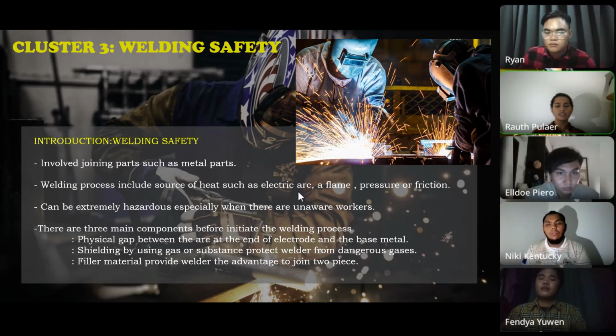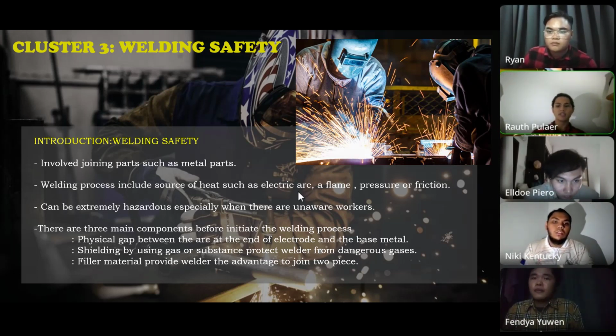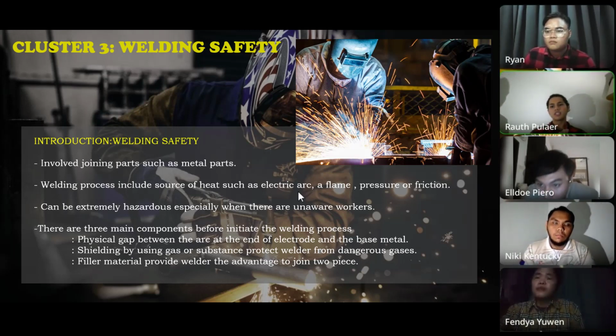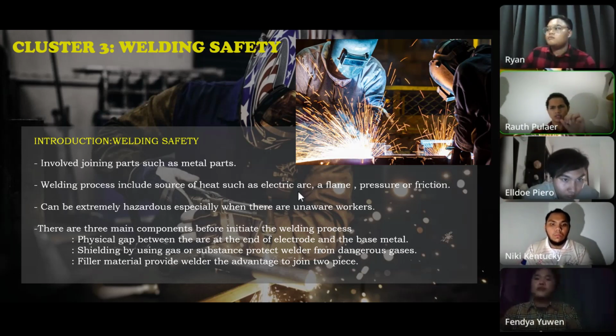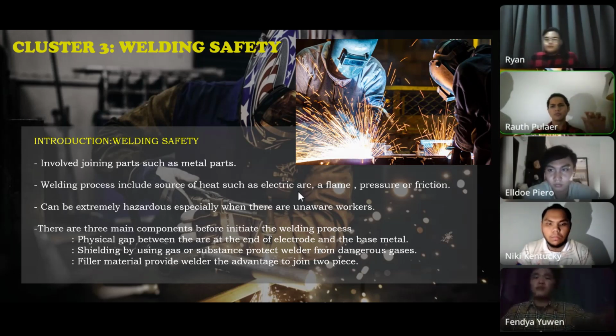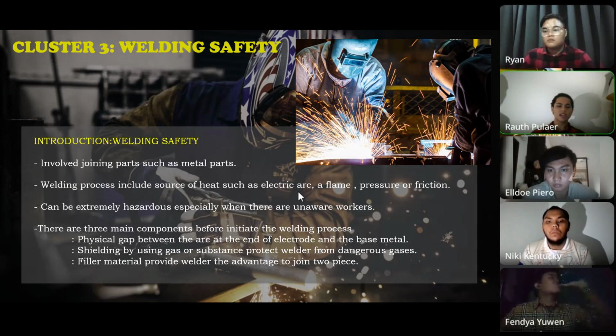And to initiate a welding process, there are 3 steps to begin with. First of all, the electrode: an electrical arc across the physical gap between the end of the electrode and the base metal. So basically, a metal part that's present in the welding tools. There's an electrode, which is a metal tube that produces the electricity to burn the metals.